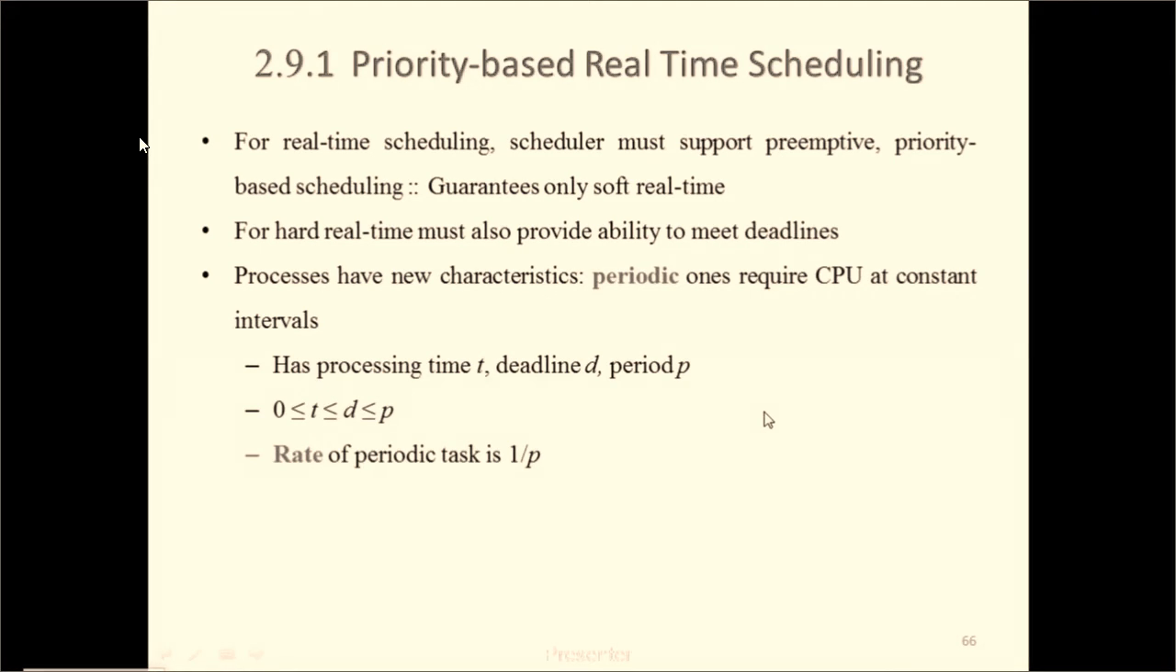We are now not only discussing real-time, but in real-time we are discussing priority. So priority among the real-time processes. For real-time scheduling, the scheduler must support preemptive, obviously, priority-based scheduling. This guarantees only soft real-time, as we discussed earlier. For hard real-time, it must also provide the ability to meet deadlines.